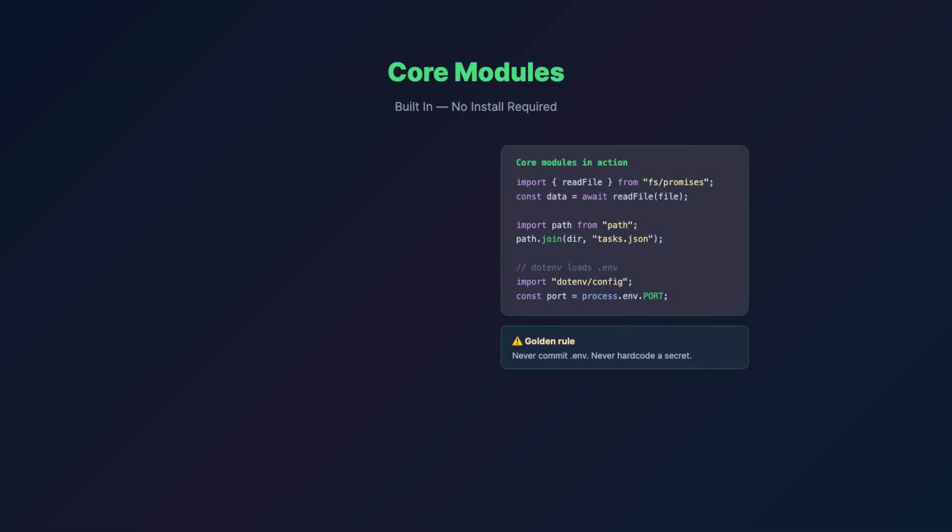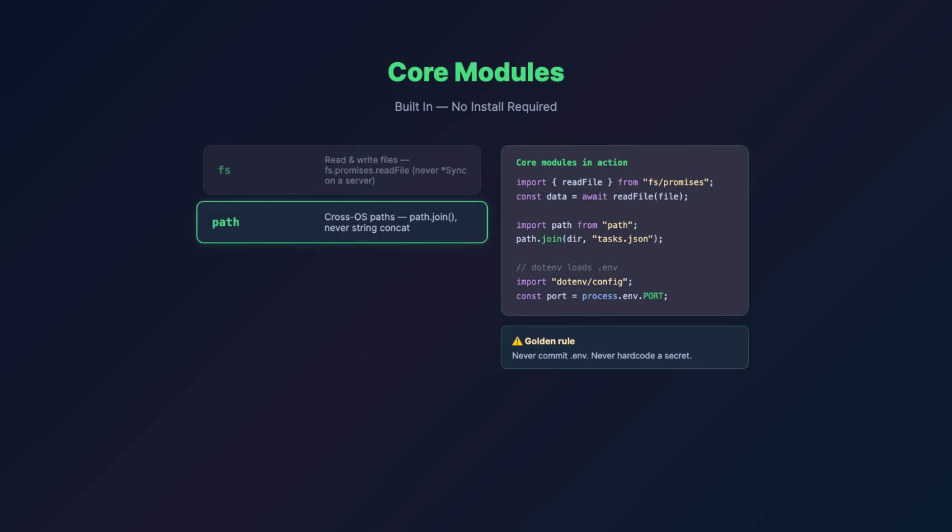Node ships with built-in modules. No install required. You bring them in with require or with import in modern Node. The file system module, fs, lets you read and write files. fs.promises.readFile with await reads a file without blocking. There's also a synchronous version, readFileSync, but avoid it in a server, it blocks the event loop.